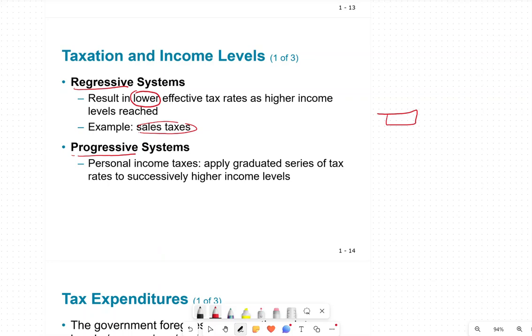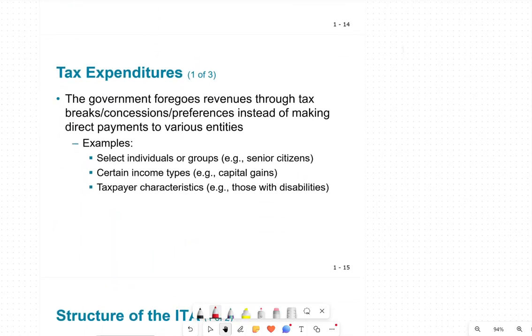A progressive personal income tax applies a graduated series of tax rates to successively higher income levels. So we're going to talk about different income tax rates. Depending on your income, you are in a different tax bracket. That's what happens.